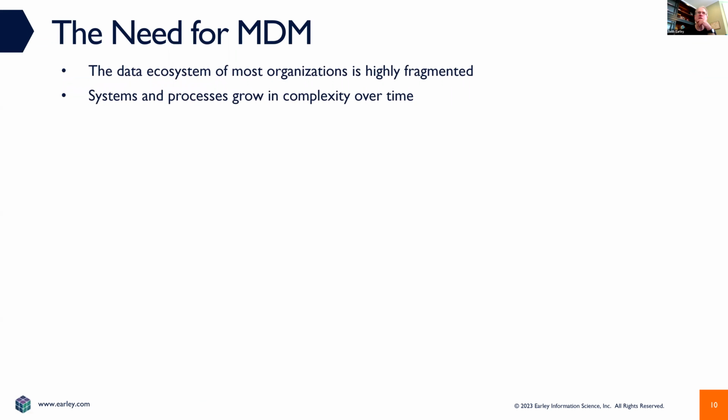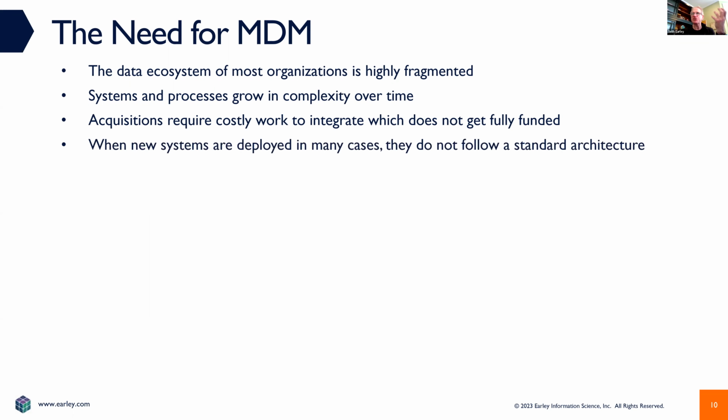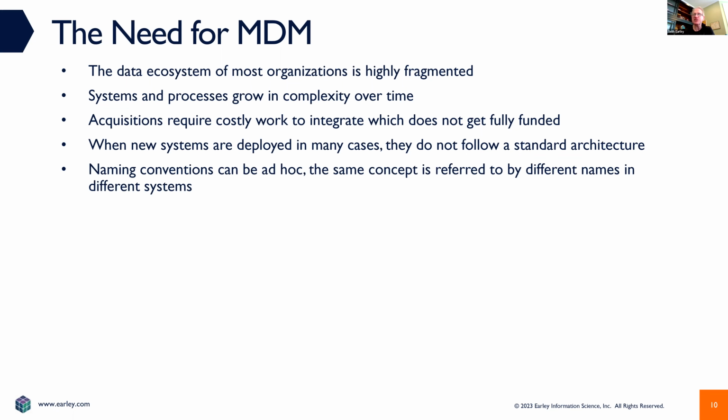So when you start thinking about what's going on in organizations, the data ecosystem is very fragmented. Systems grow in complexity. There's acquisitions. A lot of times those acquisitions are not fully integrated or fully funded for integration. Many times we're going to leave that acquisition to their own devices. And that makes it more difficult to do things like cross-sell and upsell, or integrate catalogs, or integrate the experience.